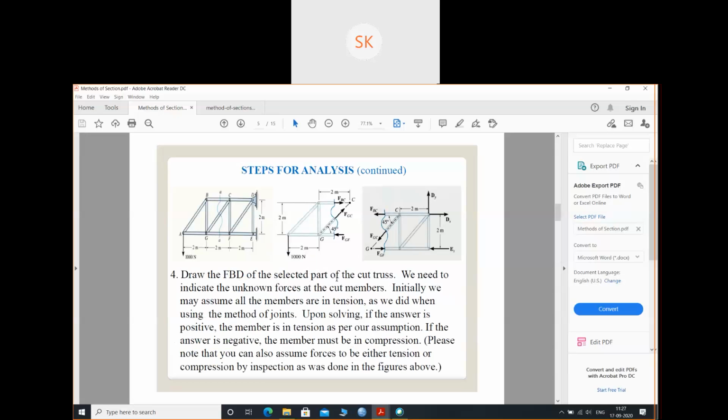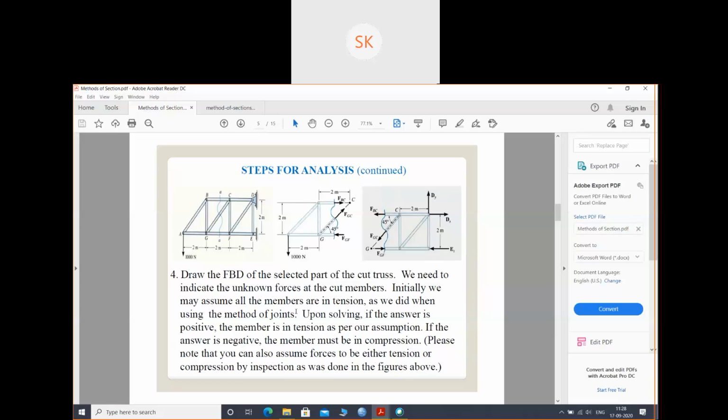Drawing a free body diagram of the selected part of the cut truss, we need to indicate the unknown forces at the cut members. Initially, we may assume all the members are in tension or compression, up to you. Upon solving, if I am assuming the member is in tension and I am getting a positive answer, then the member is in tension as per our assumption. If the answer is negative, the member must be in compression.